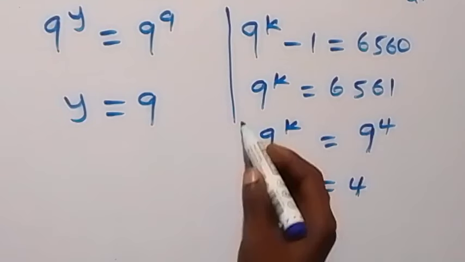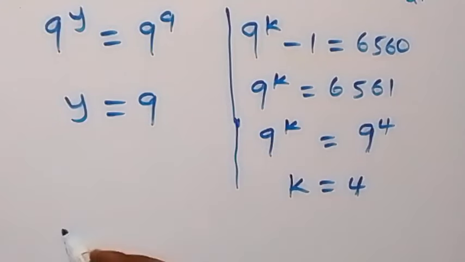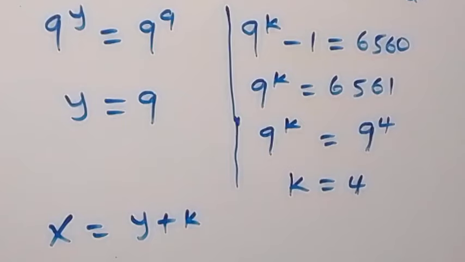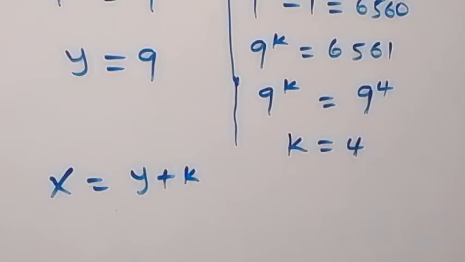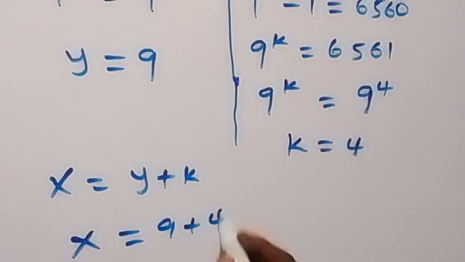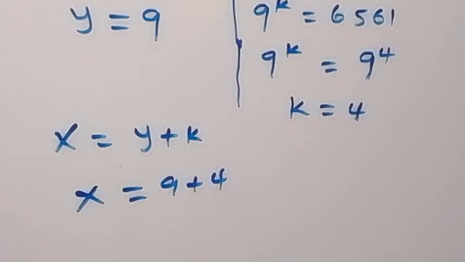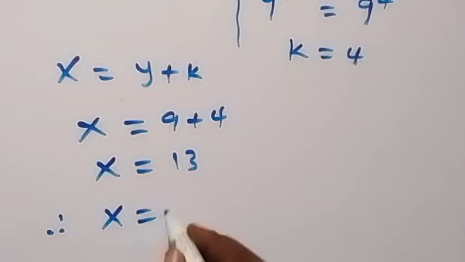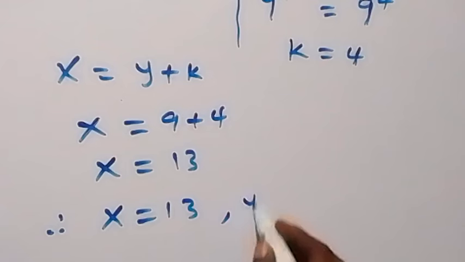Now, we should recall that we let x be equal to y plus k. So, which implies that here, x will be equal to 9 plus 4, and x will be equal to 13. So, therefore we have x equal to 13 and y equal to 9 from this problem.